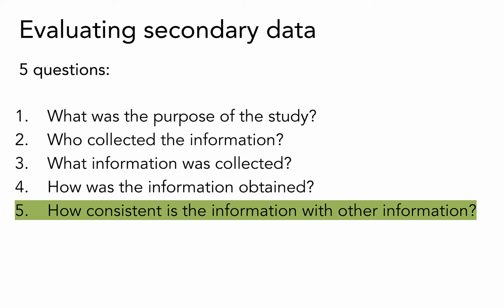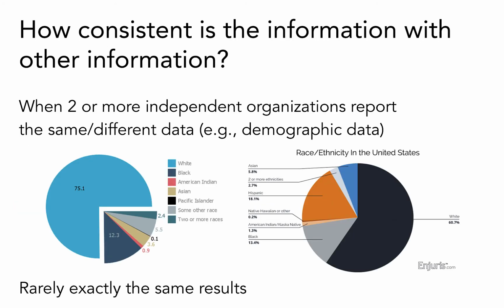Lastly, how consistent is the information you find in secondary data sources with other information you find in other secondary data sources? Basically, cross-comparing different organizations and their findings can give you a better idea of whether the information is truly reliable. Now, it rarely happens that different organizations report the exact same data, because there's always a margin of error. But if you're looking at certain demographic data, if you look at two different data sources, they should be reporting more or less the same percentages overall so that you know the data is reliable.